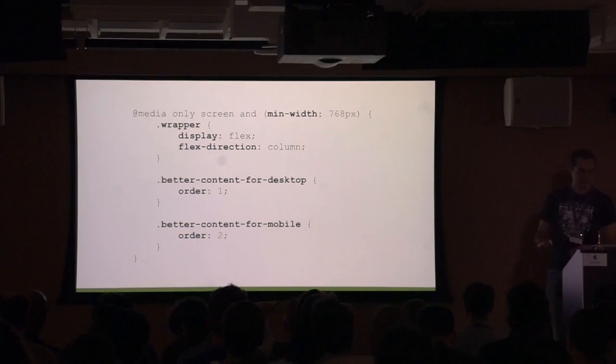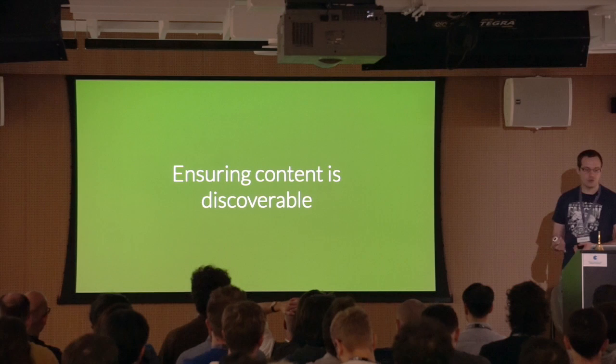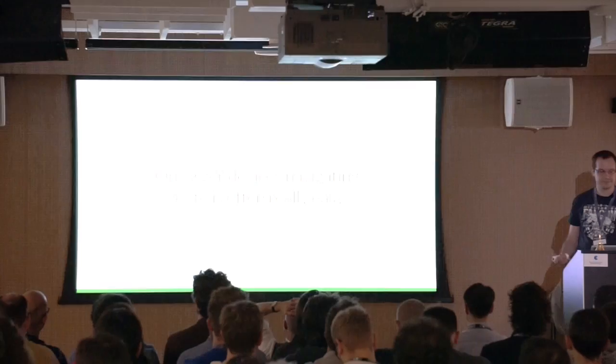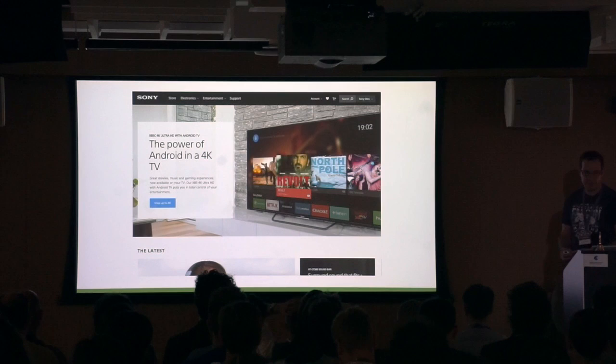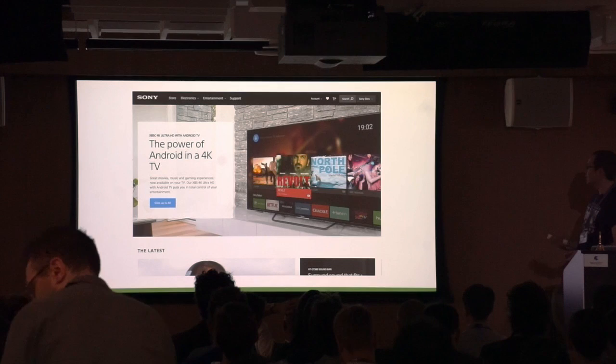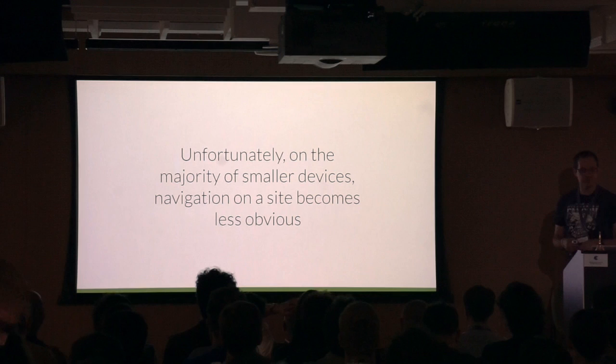Aside from looking at how you're prioritizing content, you should also be looking at how you ensure the content is discoverable across a wide variety of devices. On large devices, navigating sites is often really easy. If we take a look at the Sony site, for example, it has a very clear navigation in key areas of business. And if you can't see what you're looking for, there's a search box, which you can do a quick type in. But unfortunately, on the majority of small devices, navigation on a site becomes a lot less obvious.